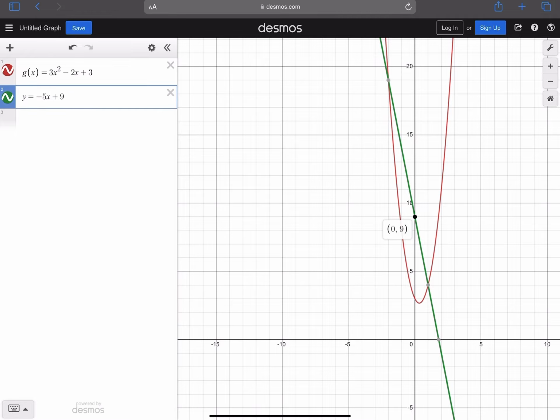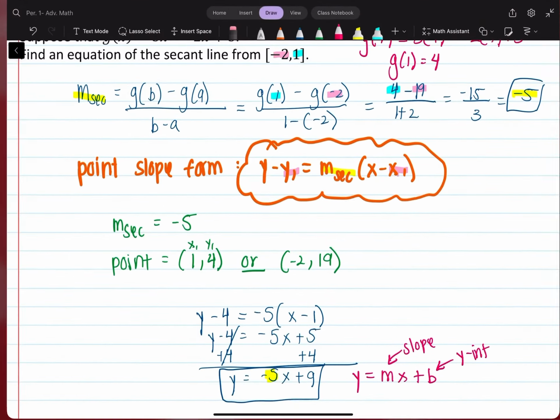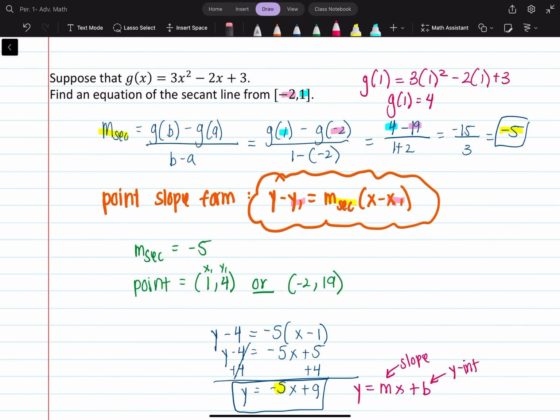All right, so that's what you guys will be doing today. I'll give you a function, and then you will be finding the equation of the secant line. All right, let me know if you have any questions.